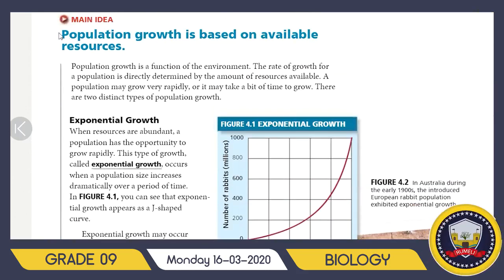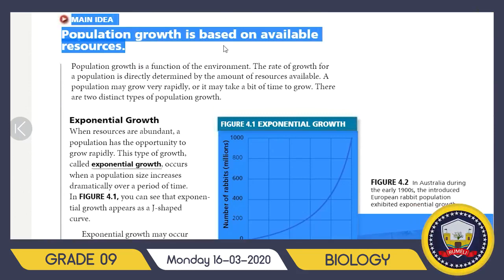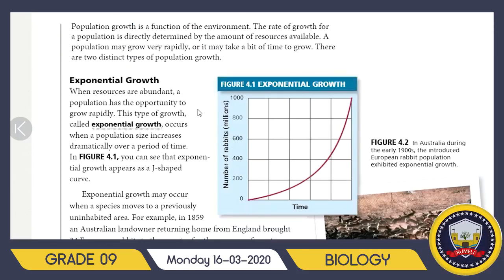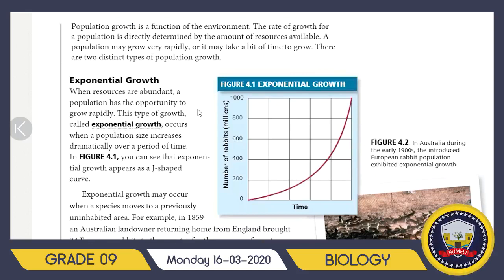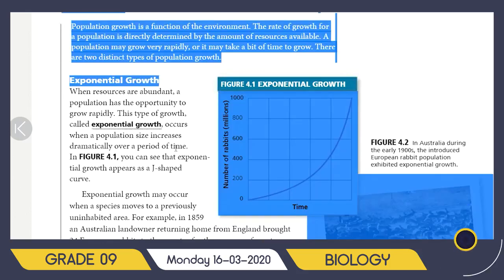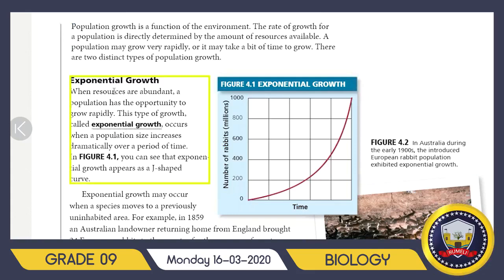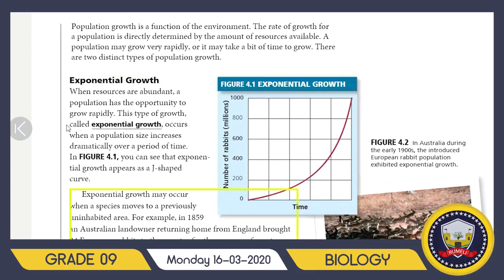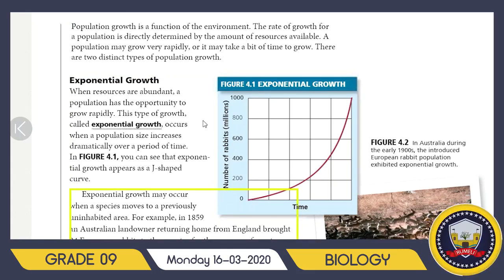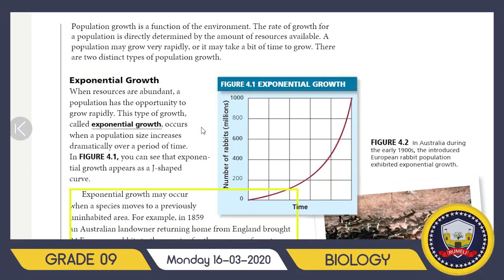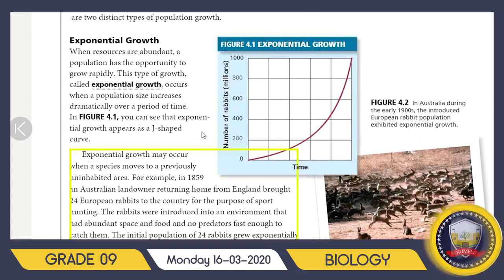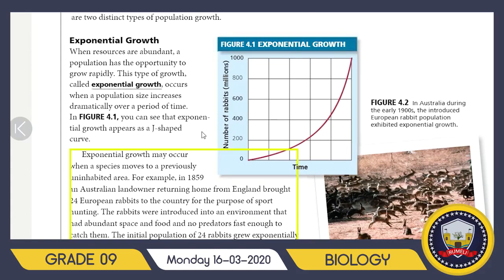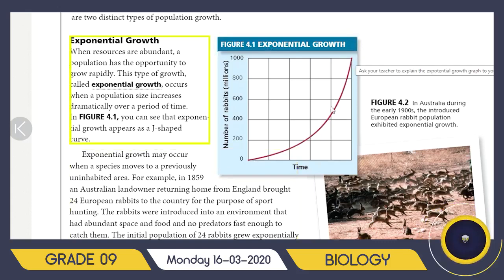We already established the fact that population growth is based on available resources. If the resources are abundant and available and there is no competition, the growth will be exponential. Exponential growth is when resources are abundant and a population has an opportunity to grow rapidly. This type of growth occurs when the population size increases dramatically, and the curve is J-shaped, like the letter J.